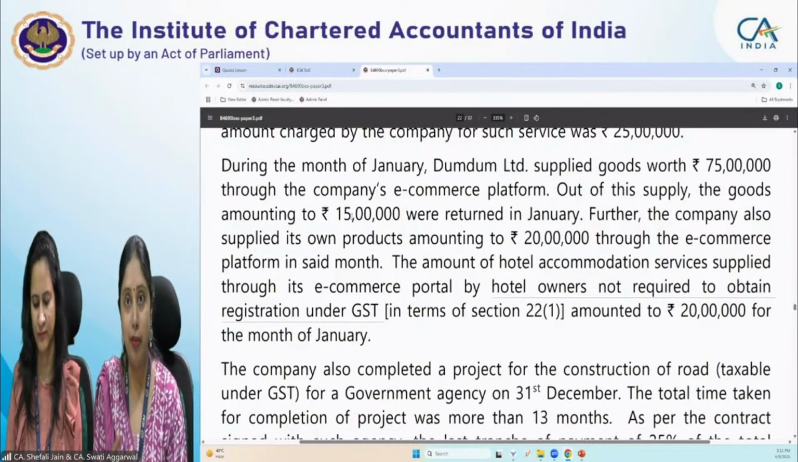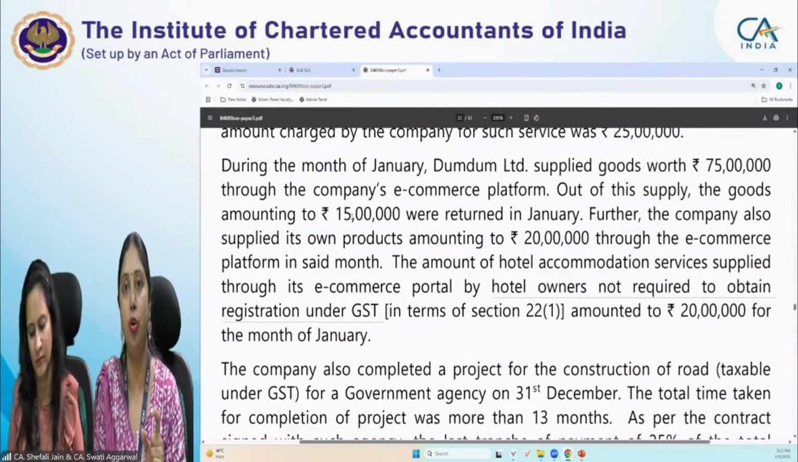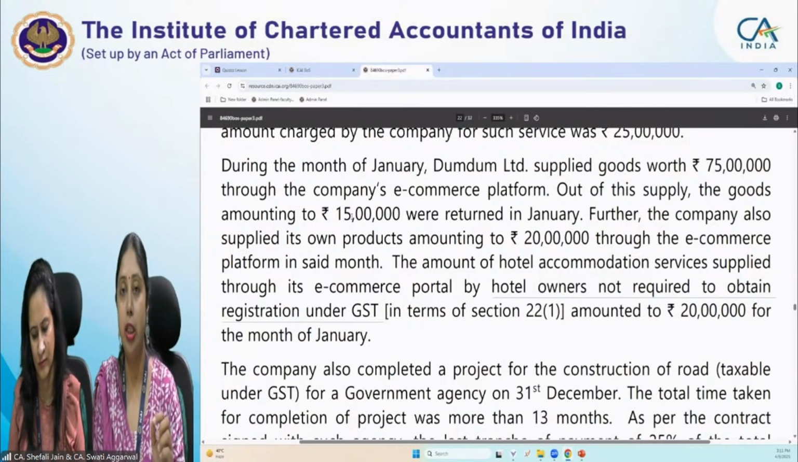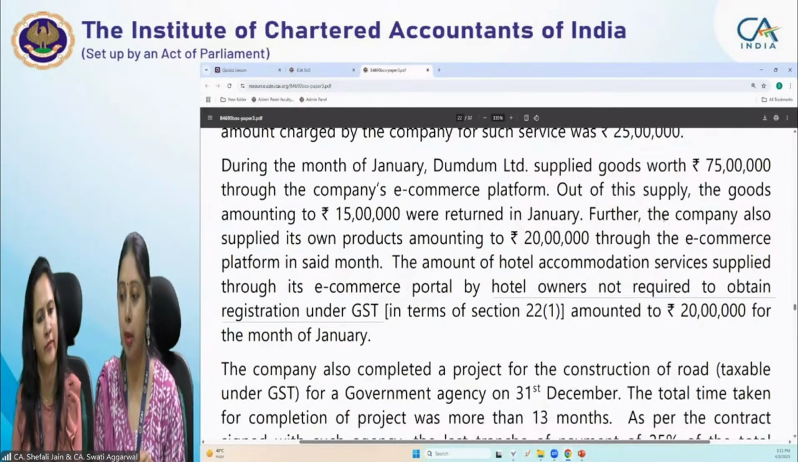So 75 lakhs minus 15 lakhs, 60 lakhs will be your net value of taxable supplies on which TCS will be collected in this particular transaction. We have two more ECO transactions. Second transaction is company also supplied its own products amounting to 20 lakhs through its portal, e-commerce portal.